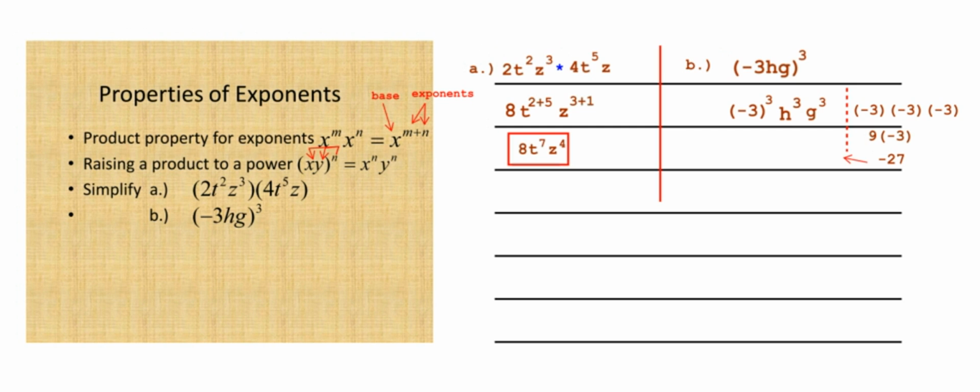Let's put it back into our expression. So we have negative 27 h to the third times g to the third. And this basically becomes our final answer. Notice we can't combine anything else together.